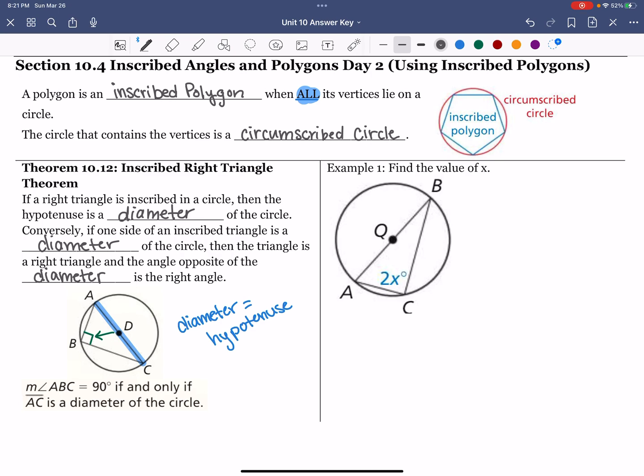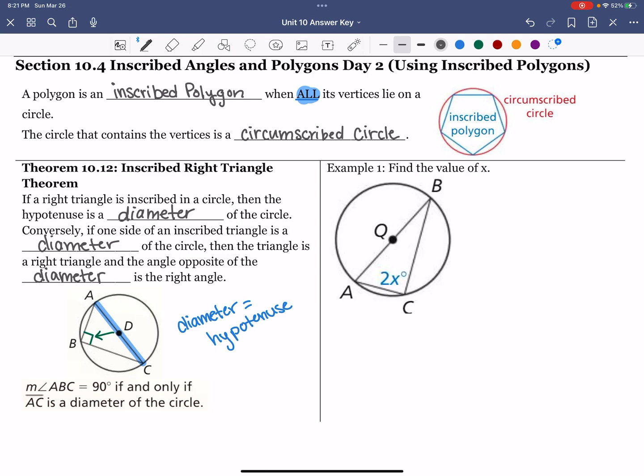The first thing I want to say is a polygon is an inscribed polygon when all its vertices lie on a circle. Notice it has to lie on the circle. The circle that contains the vertices is a circumscribed circle. In my first theorem, we're going to talk about right triangles, or inscribed right triangles, I should say.